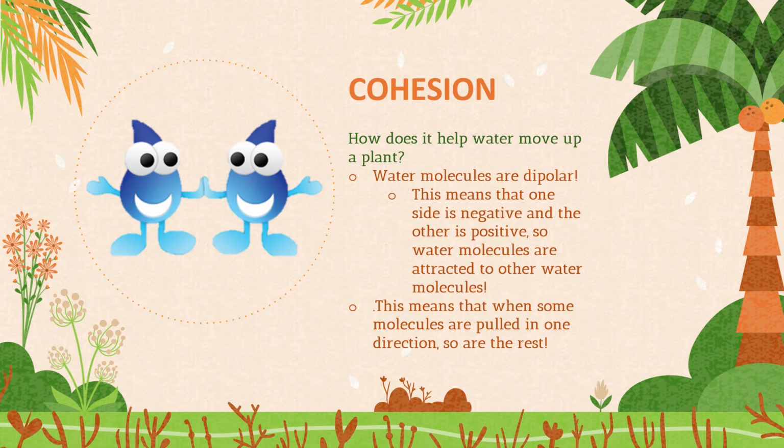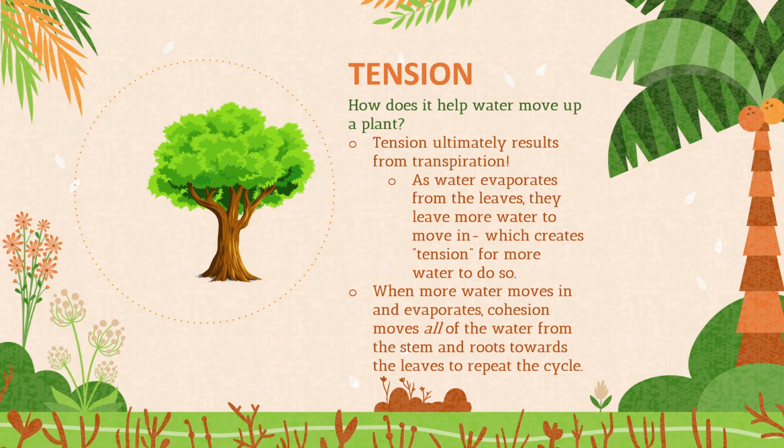Next, we have cohesion. So how does this help water move up a plant? Water molecules are dipolar, which means that there's a negative side and a positive side on either side of the water molecule. This is similar to a magnet, where the water molecules attract to one another because the opposite ends are attracted to one another. So this means that when some water molecules are pulled in one direction, so are the rest due to this attraction.